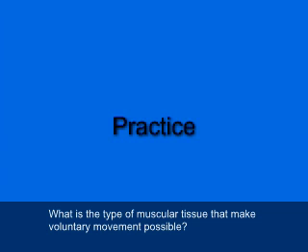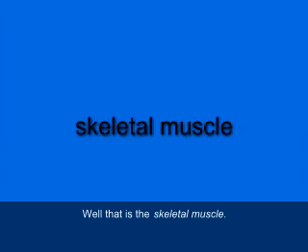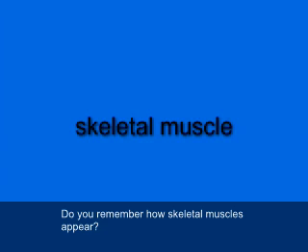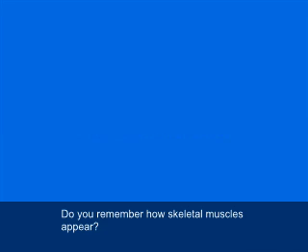Now we're going to do some practice. What is the type of muscular tissue that makes voluntary movement possible? Well, that's the skeletal muscle. And do you remember how skeletal muscles appear? Well, they appear striated, STRIATED.